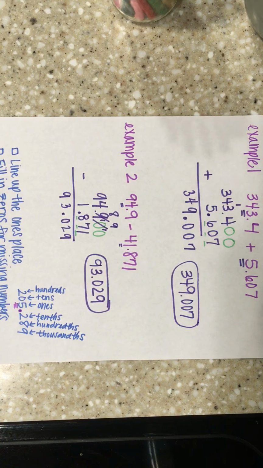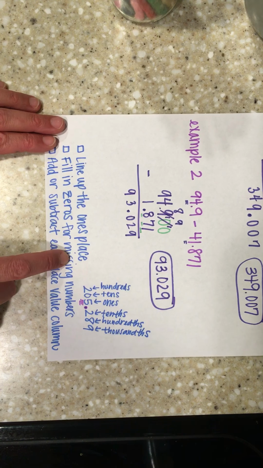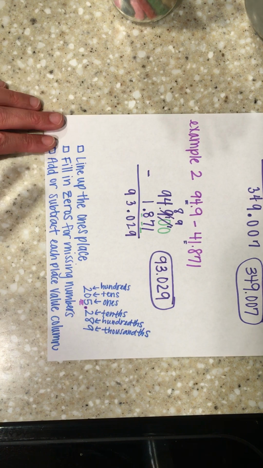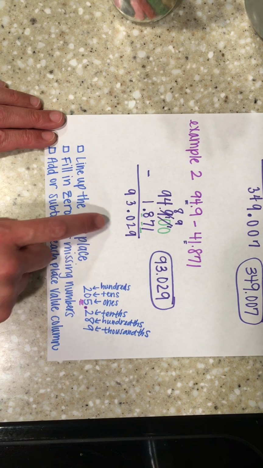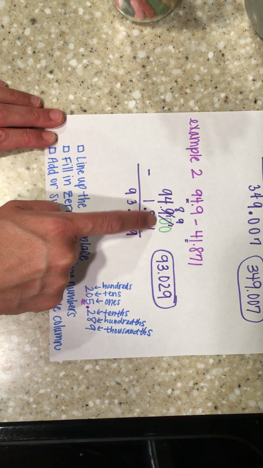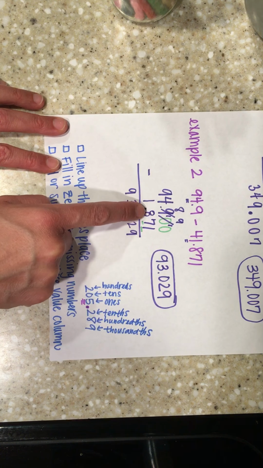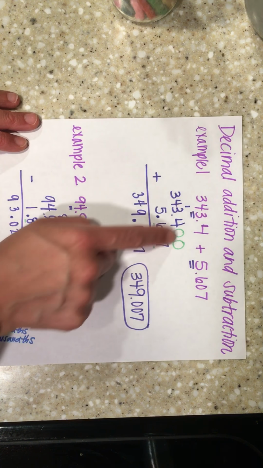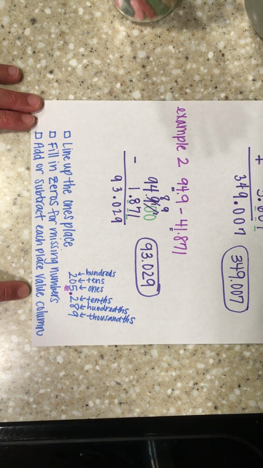So again, if you need some strategies to be able to add and subtract decimals, make sure that we line up the ones place in every problem. That will ensure that we can add or subtract vertically properly with each place value column. Please make sure you fill in the zeros for missing numbers. So again, if I have 3 decimal place values to the right, I need to make sure that I fill in the zeros either above or sometimes below the number for the subtrahend or the minuend, or here with our addends. The next thing is to make sure we add or subtract each place value column.